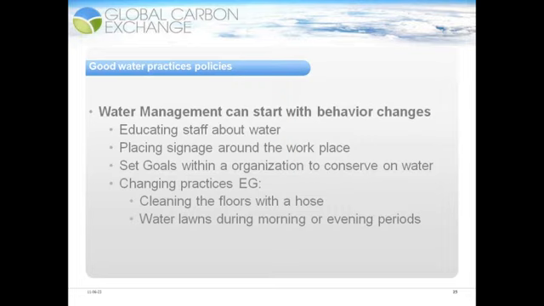Also, a common one, watering lawns during the morning or evening periods rather than during the midday, where a lot of the water will be lost to one of the outputs which we mentioned earlier, being evaporation. So just through changing certain practices and changing certain mindsets, a company or organization can do a lot without actually implementing many expensive capex retrofits or technology changes.